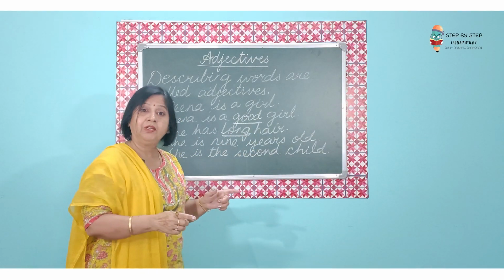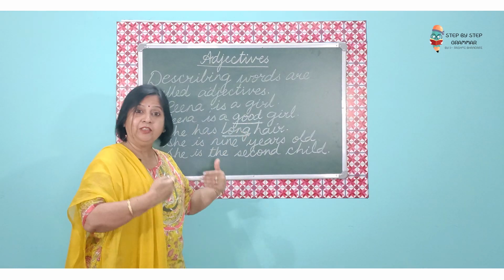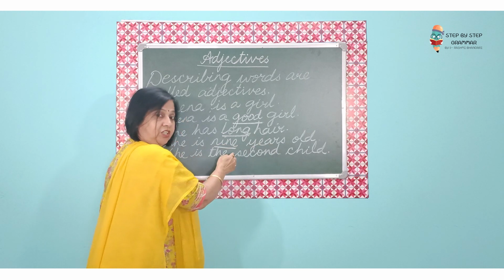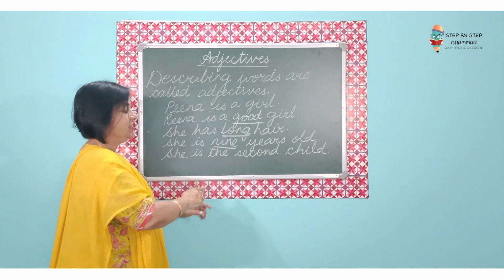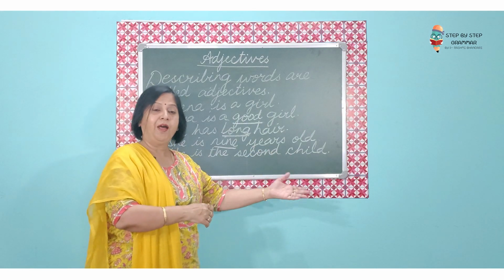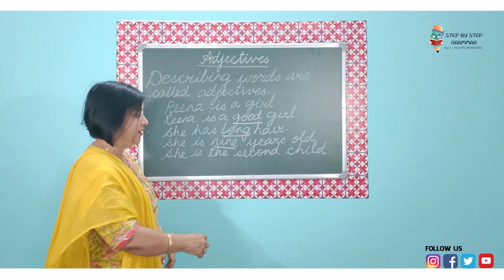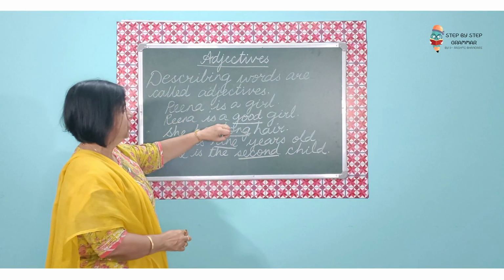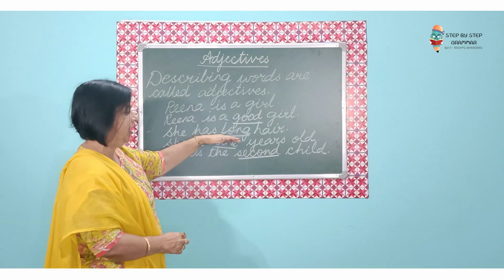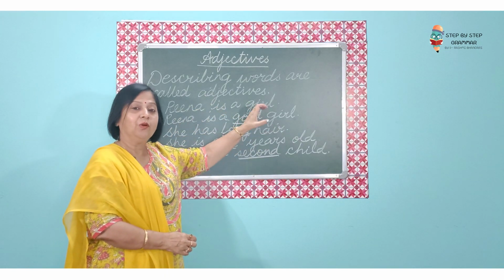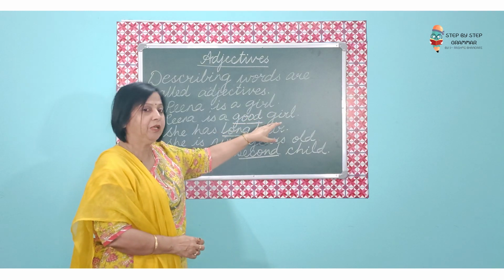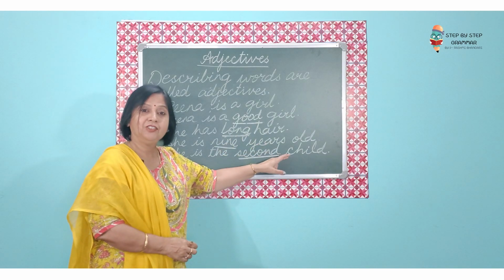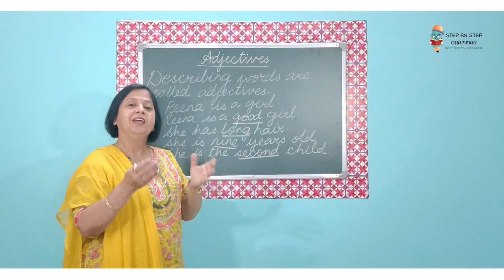We also know something about her hair. Long, the length of her hair. She is 9 years old. How old is she? 9 years old. She is the second child in the family, or she is the second child of her parents. So, all these words that you see, good, long, 9, second, these were all describing the nouns. Good is describing girl. Long is describing hair. 9 is describing years. Second is describing the child. So, all these words are called adjectives.